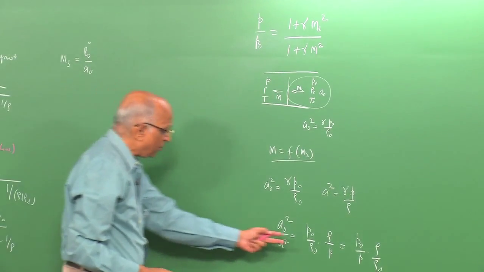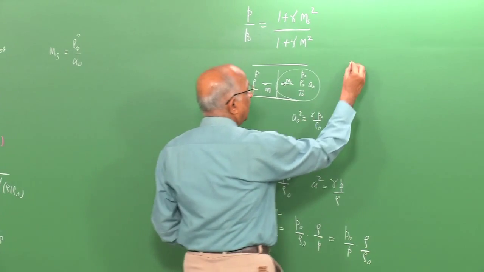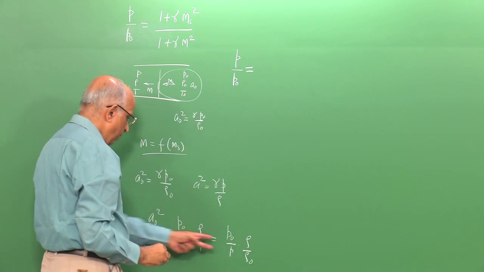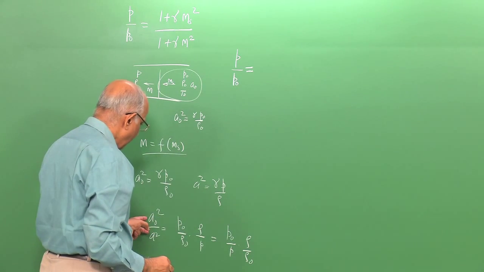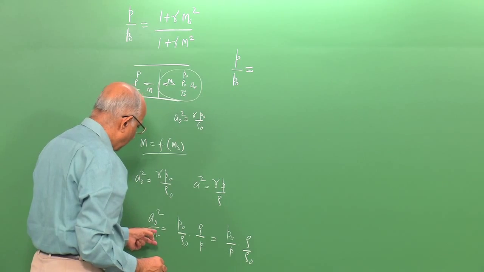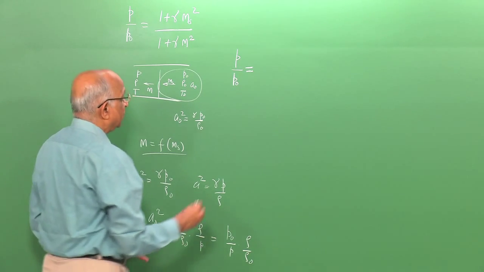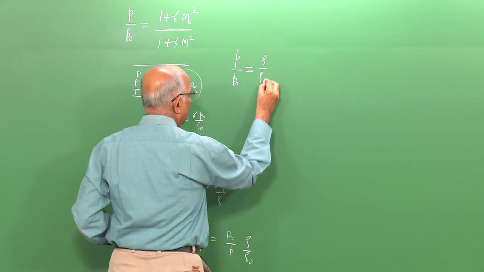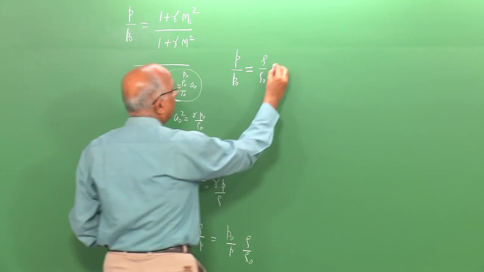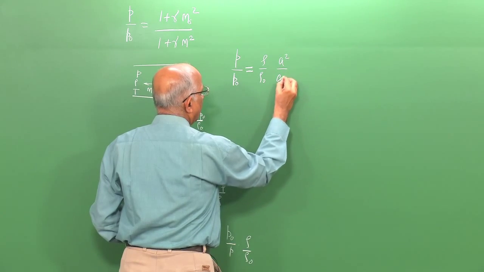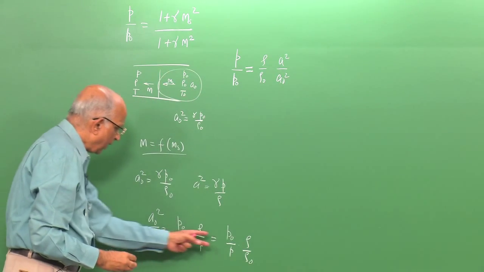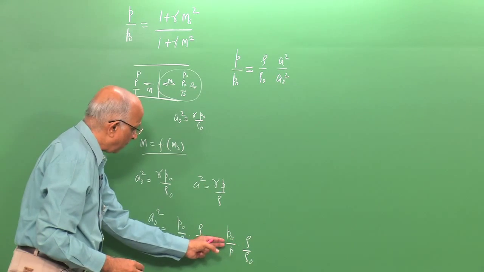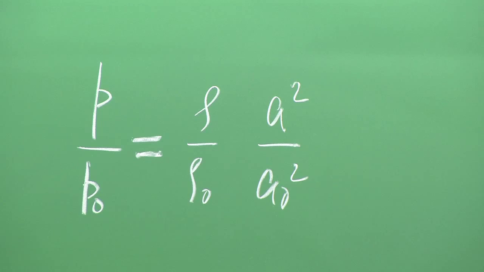I can write the expression for P by P 0 from this expression. Let me write it here, P by P 0 is equal to rho by rho 0 into A square by A 0 square. All what we have done is I take P by P 0, A square by A 0 square into rho by rho 0.